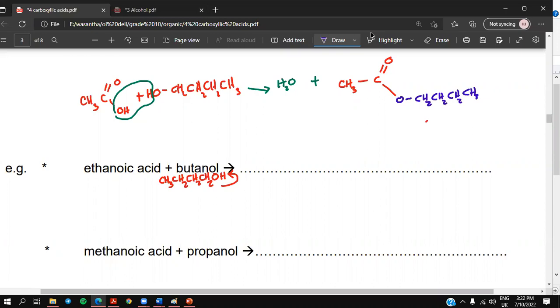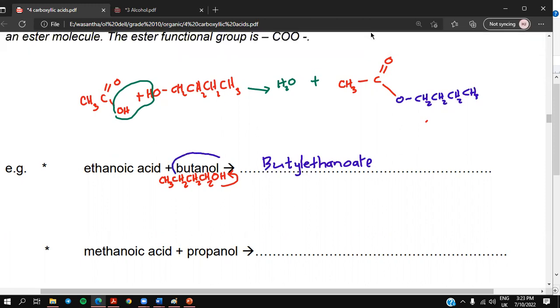When ethanoic acid reacts with butanol, the compound formed is called butyl ethanoate. When you write an ester name, first we have to see the alcohol part. This is butanol. If it's butanol in the ester molecule, the first part should be butyl, coming from the alcohol. And for ethanoic acid, we know it is ethanoate. Butyl ethanoate. This is butyl ethanoate.